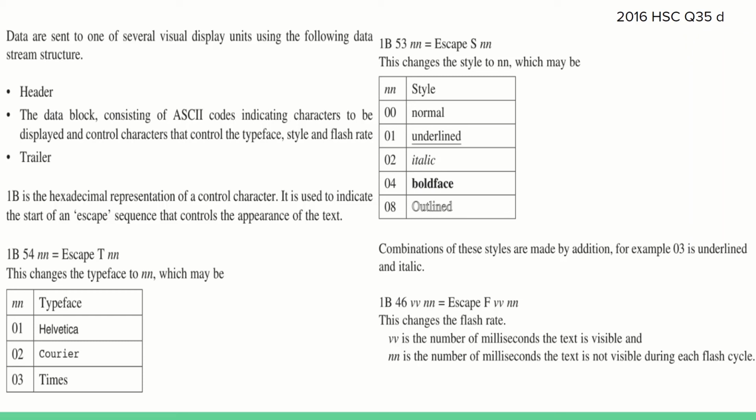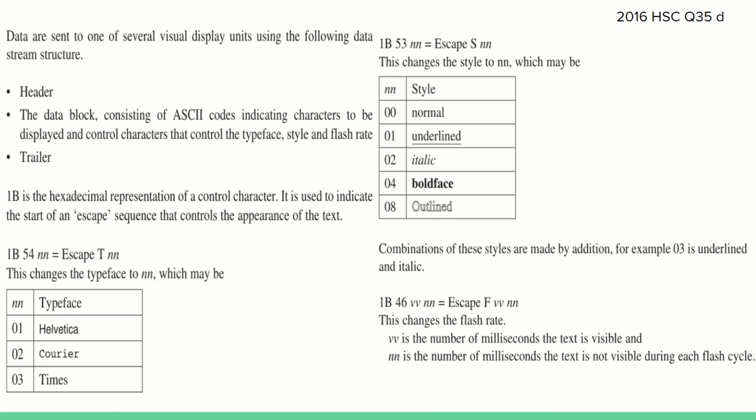Now, it then gives you the rules. So it's saying 1B is a hexadecimal for the control character, so an escape sequence in their case. Now, it tells you that we have typeface, so fonts, and then we have the style. It's giving you that it's 54 NN, so it's escape, capital T, and NN is going to be the typeface. When it comes to 1B, 53 NN equals escape, S, NN, then we have all those variations.